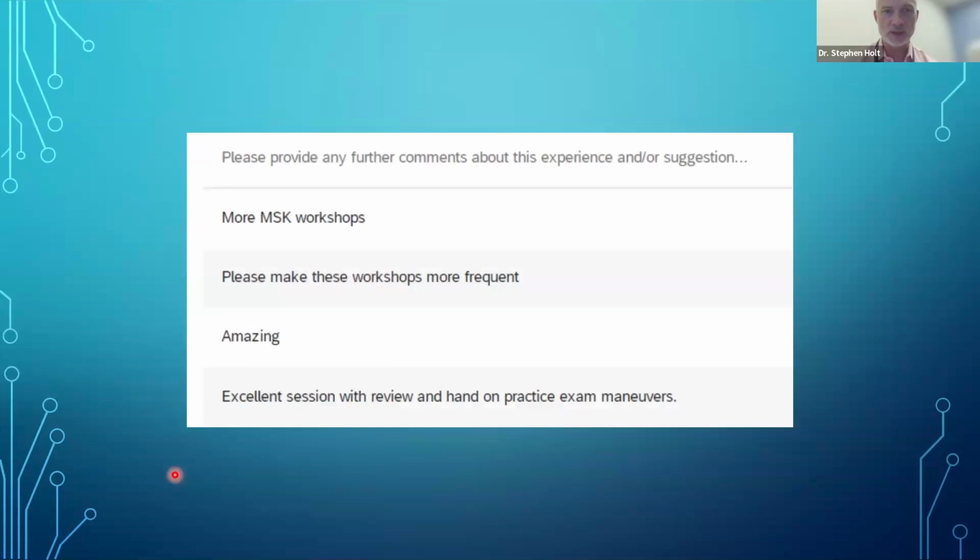Couple quick comments. What do they want? More MSK workshops. Make them more frequent. We're already doing them. Basically, we do 8 a year, but there's 4 cohorts. So each learner only gets 2 workshops per year.